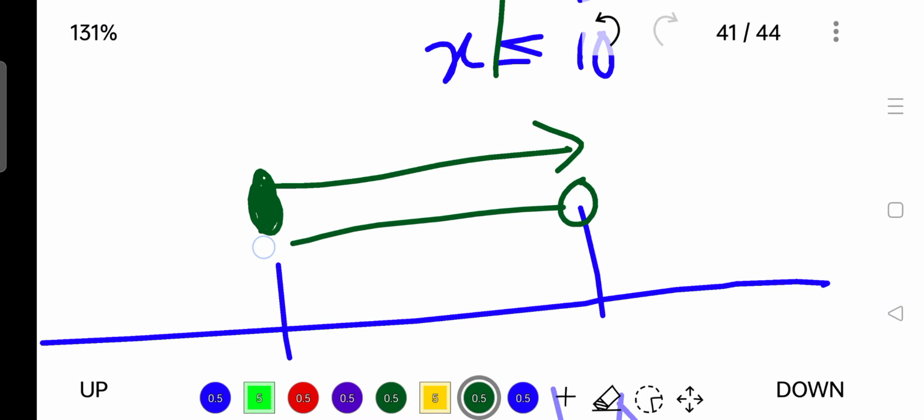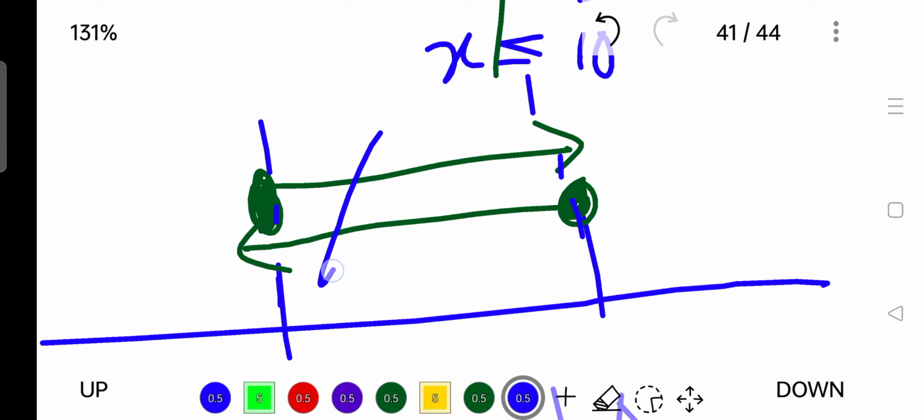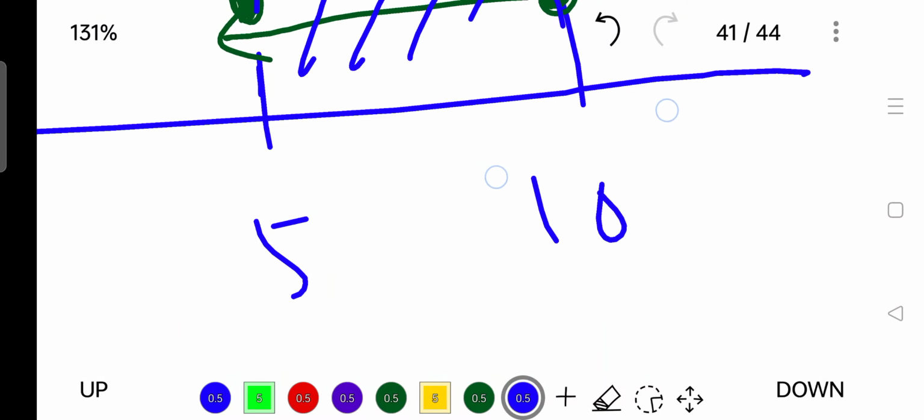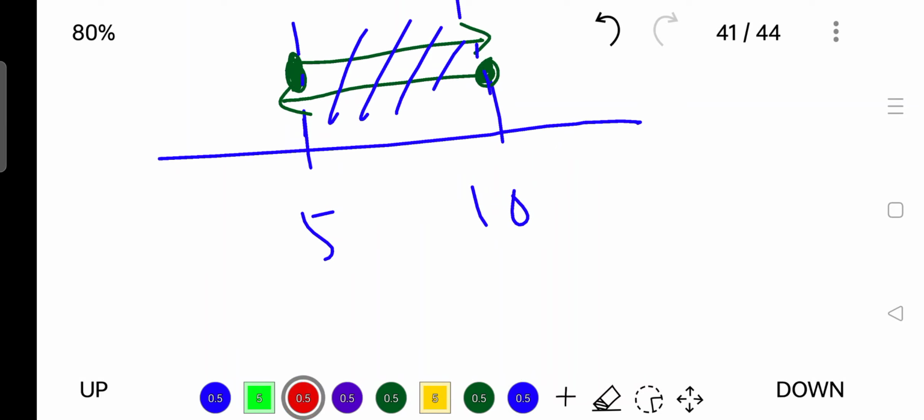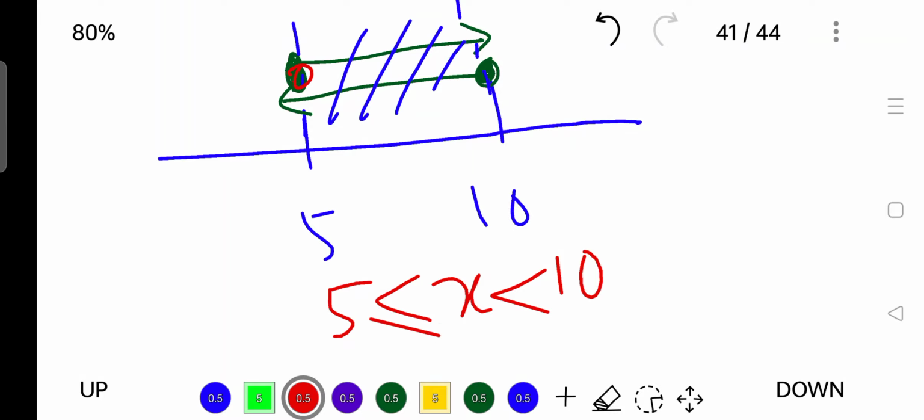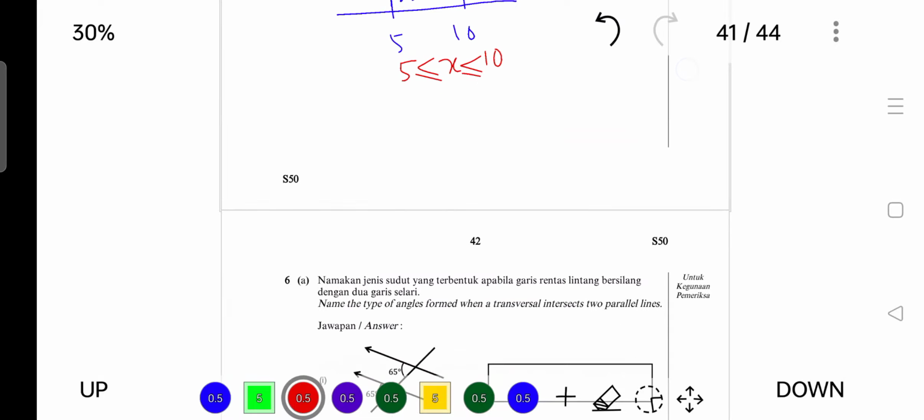I go to the left hand side and I darken the circle as well. Alright. Next I put the dotted line and I shade the overlapping area. Here is 5, here is 10. As I mentioned earlier, I simply put this symbol. If it is darkened, I put the equal sign as well down there.